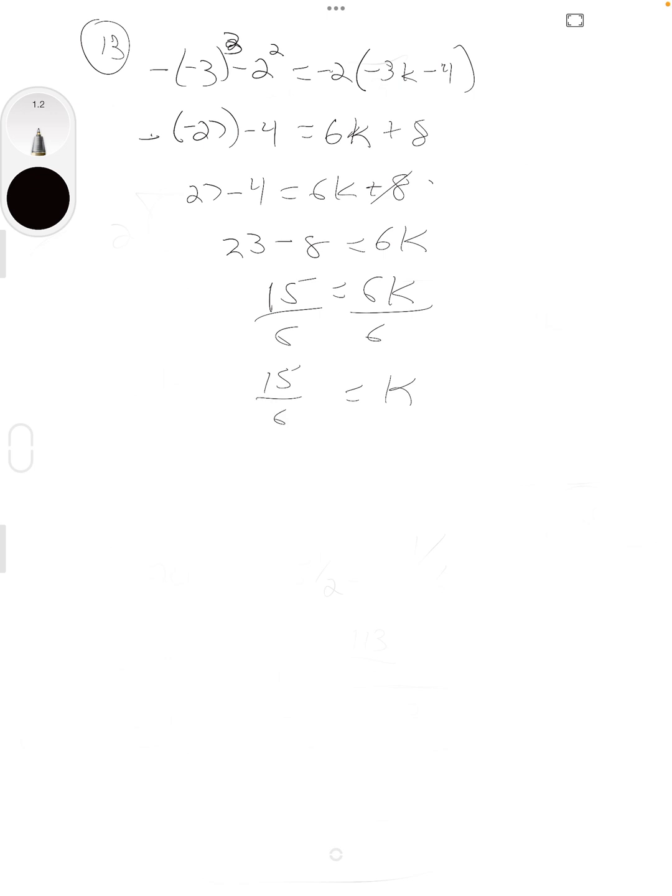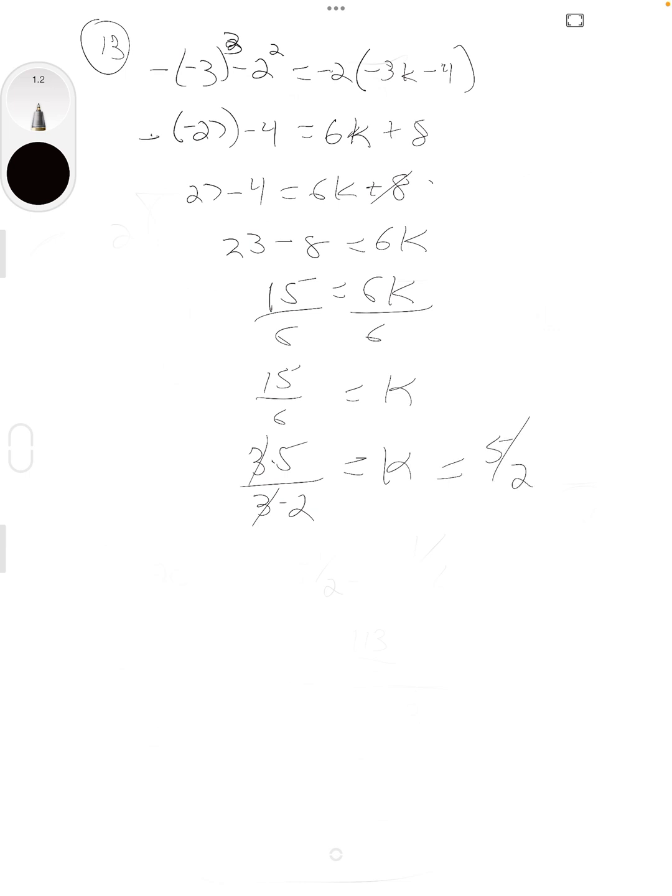You can divide both sides by 3 or factor it out, and I end up with 15 is 3 times 5, 6 is 3 times 2, 3's cancel. So k is equal to 5/2. That's the answer to number 13.